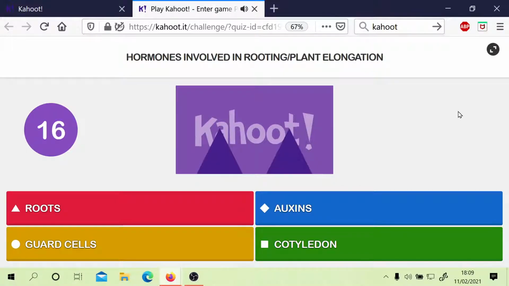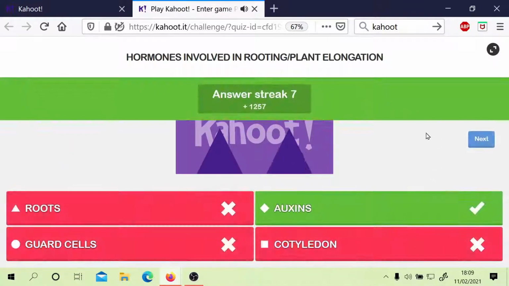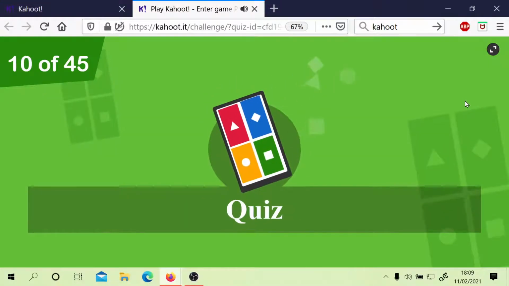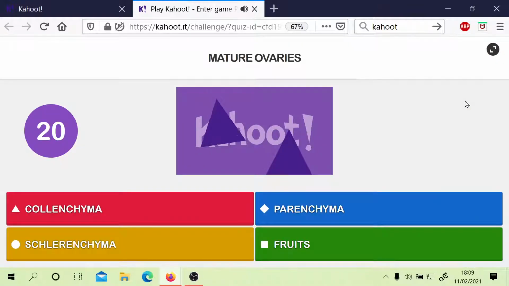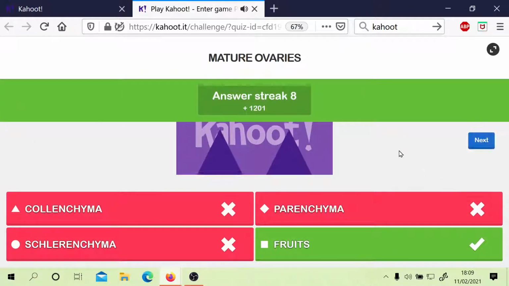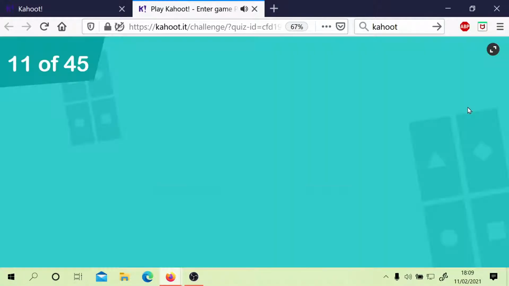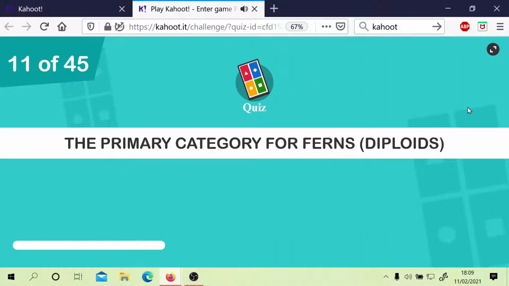Hormones. I know there's a thing called monocotyledons. I have a feeling it's probably this, auxin, since it just sounds like hormones. The only word I recognise is this, parenchyma. No, it's fruits. Fruits is the answer. Come on. That's a good one. This is a great quiz. I might have to do this one again.